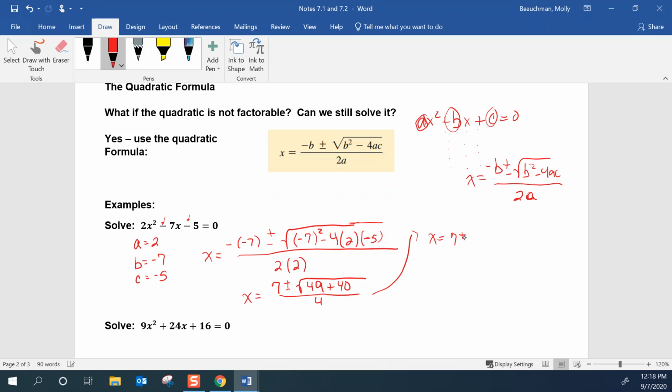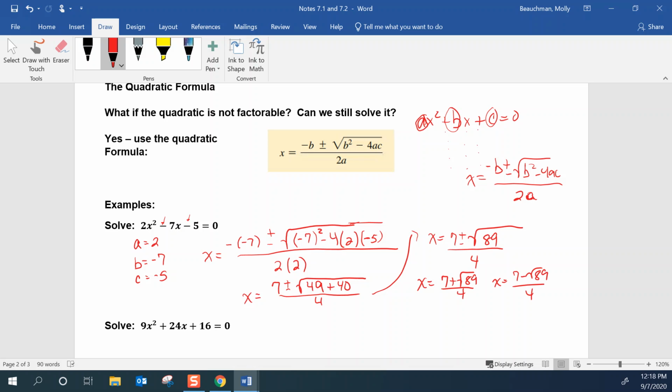x equals 7 plus or minus the square root of 49 plus 40 is 89, all over 4. 89 is not a perfect square, and it can't be simplified. So to leave an exact form, this plus or minus means that you have two solutions. 7 plus the square root of 89 over 4, and your other solution is 7 minus the square root of 89 over 4.